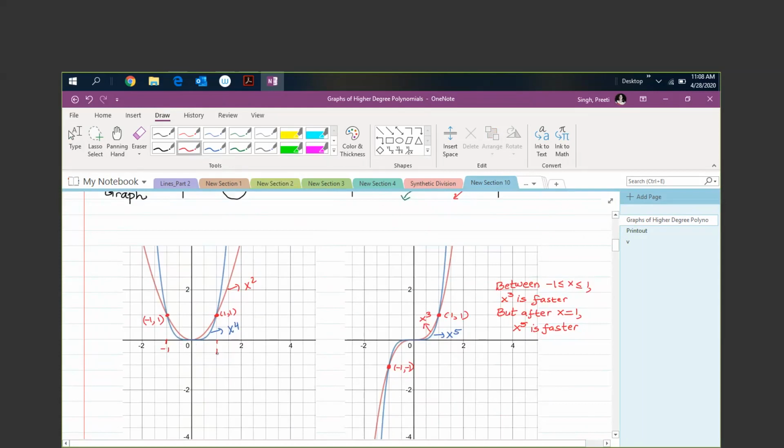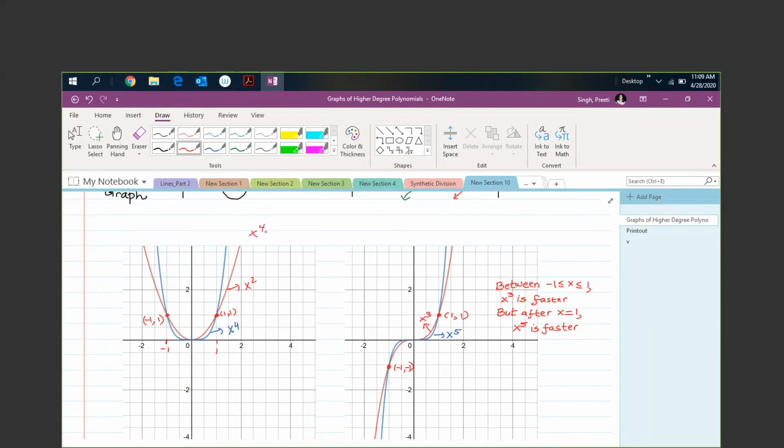Between -1 and 1, the blue graph is lower than the red graph. But after 1, or even before -1, the blue graph is higher, right? So the blue graph, because of x to the 4th, is approaching infinity. It's going up faster. The power is higher.